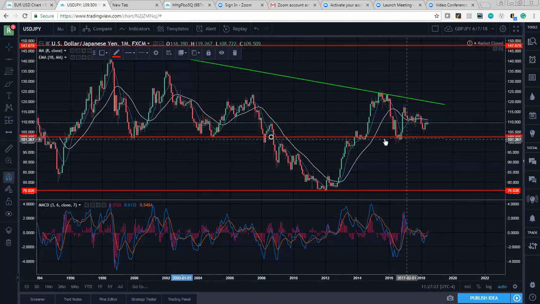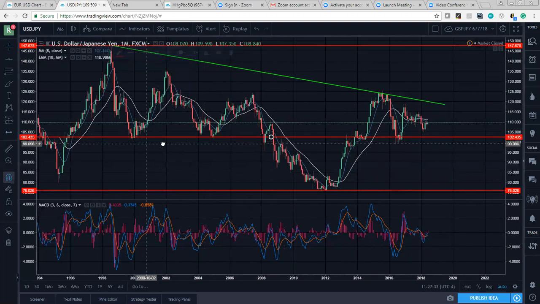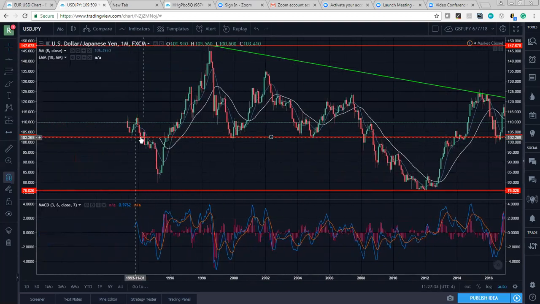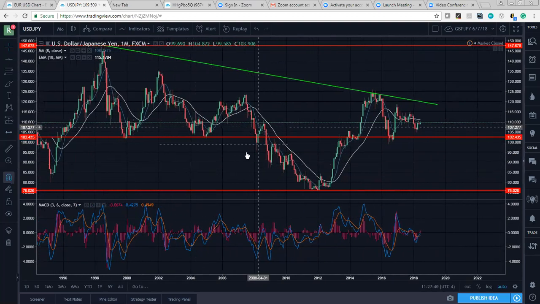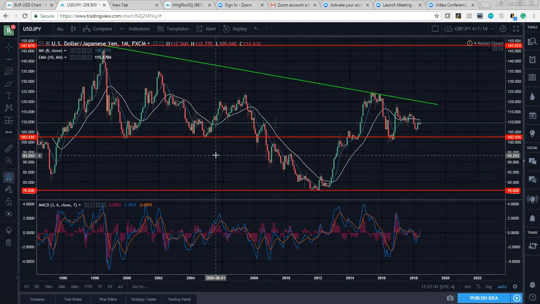Touch here, so we have 1, 2, 3, 4, 5, 6, 7 touches of this area. So that's a major area of support and resistance for this range.